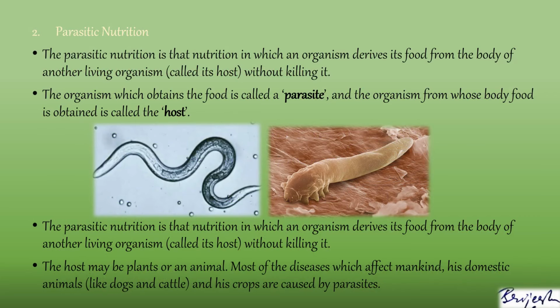Let us understand what is parasitic nutrition. Parasitic nutrition is that nutrition in which an organism derives its food from the body of another living organism without killing it. The organism which obtains the food is called a parasite, and the organism from whose body food is obtained is called the host. A parasite is an organism which feeds on another living organism called its host. The host may be a plant or animal. Most of the diseases which affect mankind, his domestic animals, and his crops are caused by parasites.